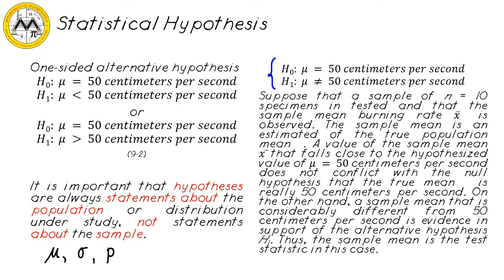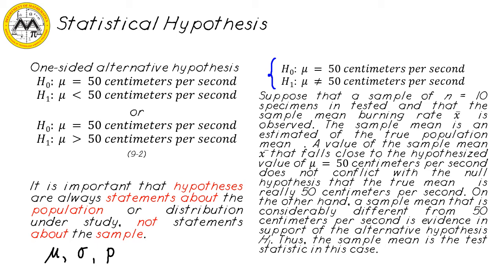Suppose that a sample of n equal to 10 specimens is tested and that the sample mean burning rate x bar is observed. The sample mean is an estimate of the true population mean, mu. A value of the sample mean x bar that falls close to the hypothesized value of mu equal to 50 centimeters per second does not conflict with the null hypothesis that the true mean is really 50 centimeters per second.